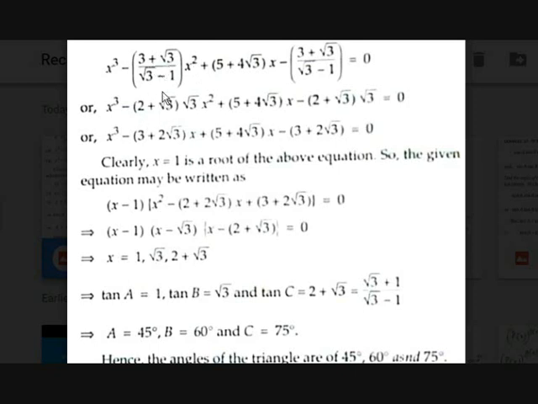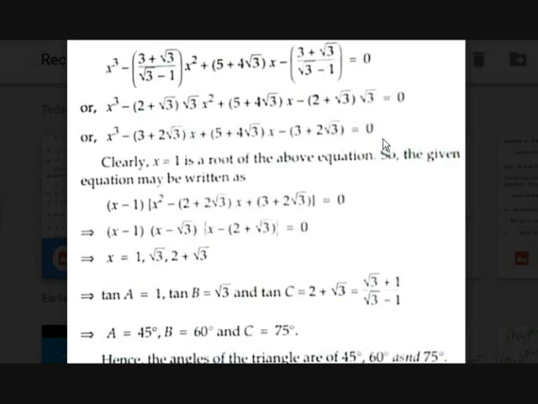So it is (2 + √3) into this √3 we have taken common, so √3 x². And the last term will also be (2 + √3) into √3, because both are the same, is equal to 0. And if we multiply, then you will get x³ − (3 + 2√3)x² + (5 + 4√3)x − (3 + 2√3) is equal to 0.